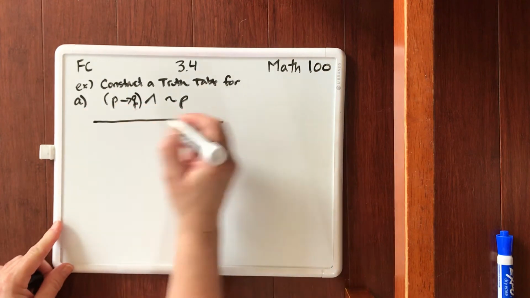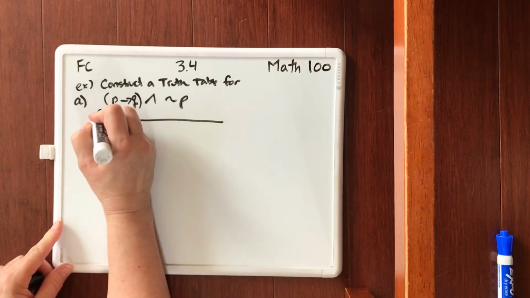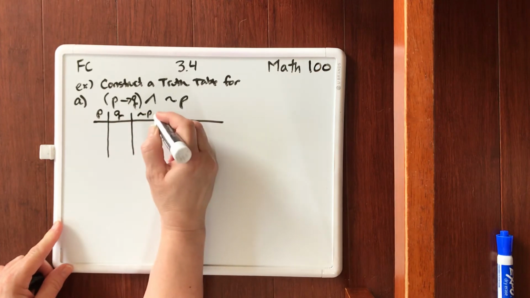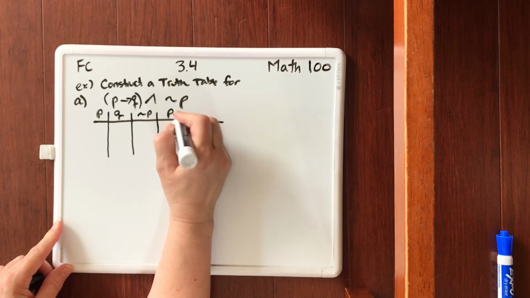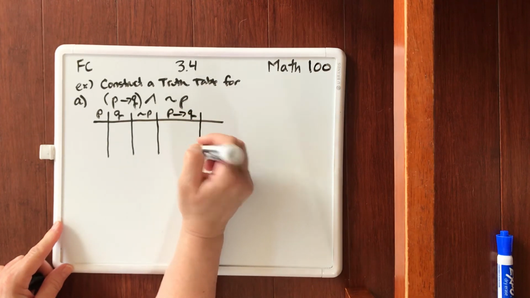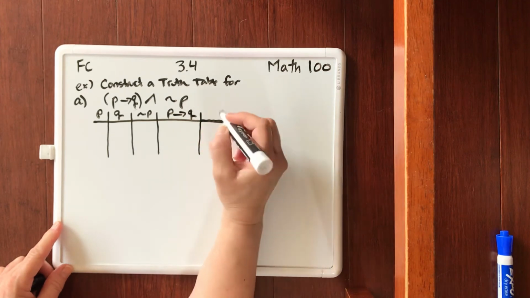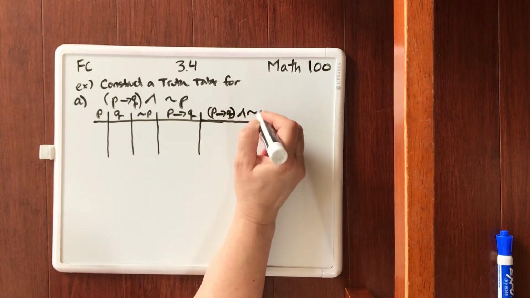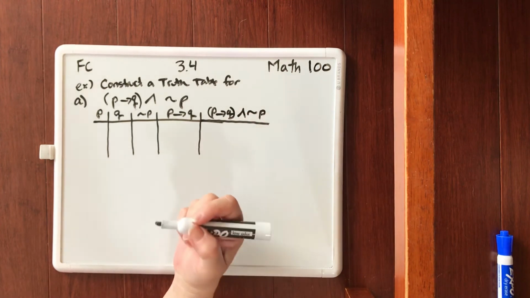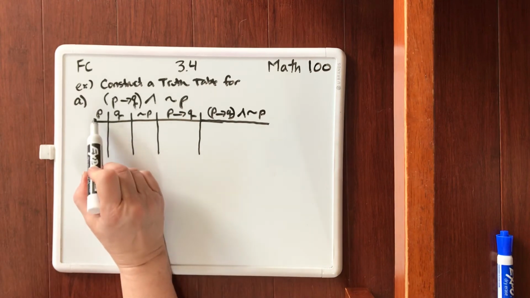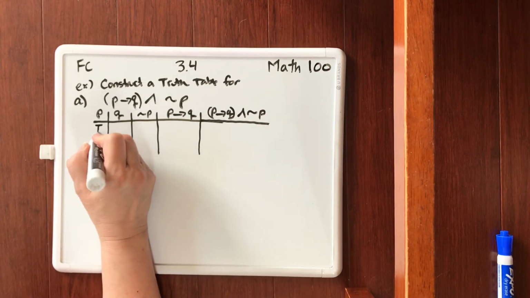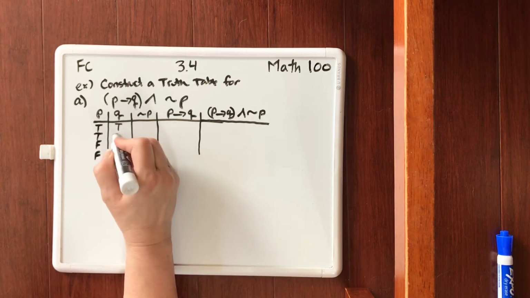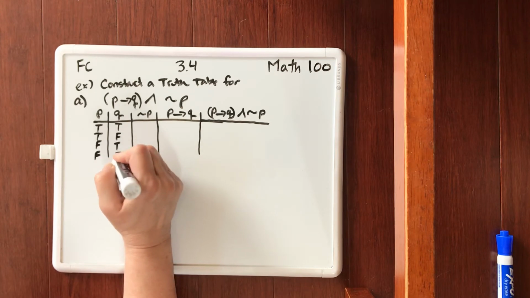So let's construct our table. We need a P, we need a Q, we need a not P, we need an if P then Q, and then we need the very last statement, if P then Q and not P. Okay, so we just take it one step at a time. Notice we have two statements, so again, we have a true, true, and a false, false. Then we do alternating, true, false, true, false.